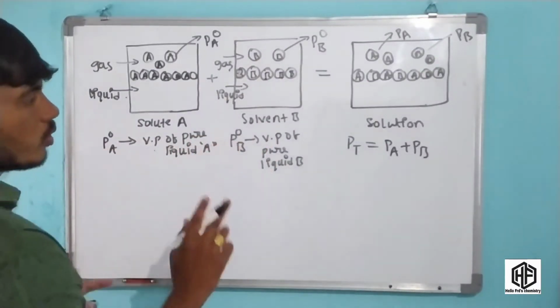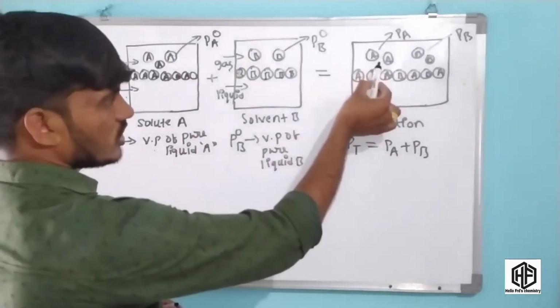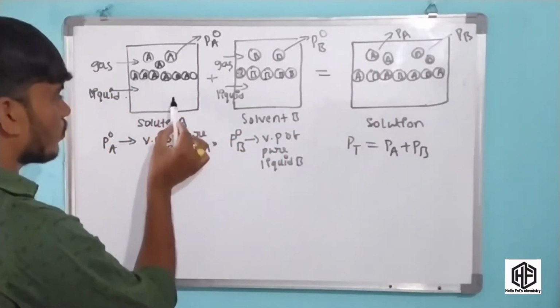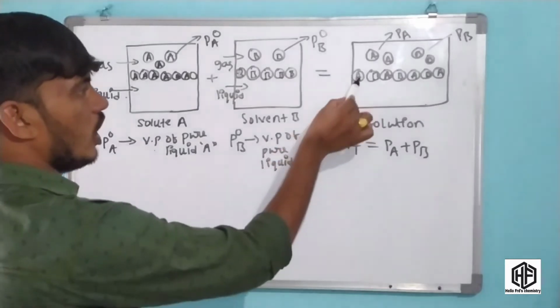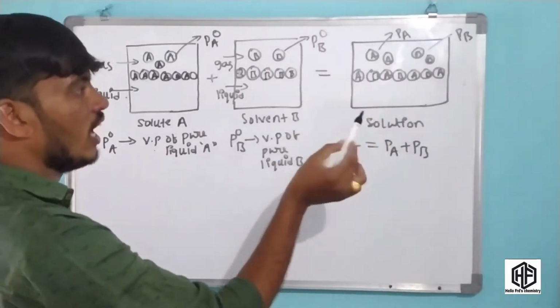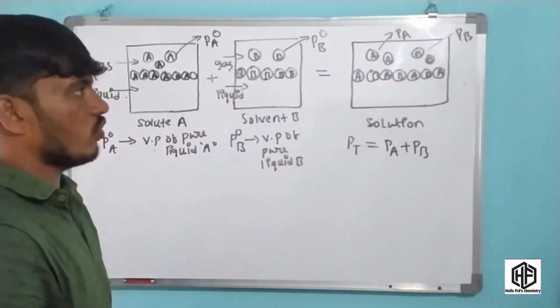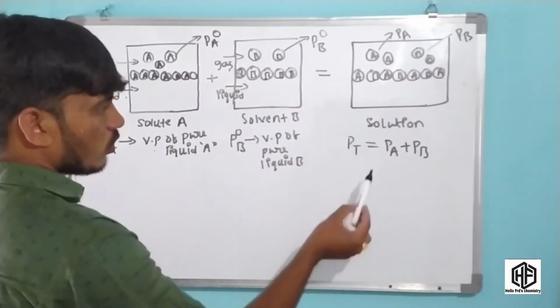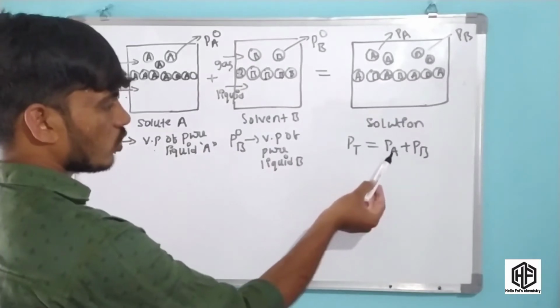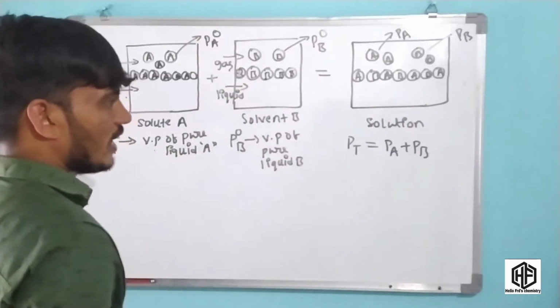Okay, friends, one more point: the vapor pressure of the solution is very low compared to the vapor pressure of the pure solute and solvent, that is, the pure liquids, because there are fewer molecules on the surface of the solution. This is the partial pressure of A and this is the partial pressure of B. Now the total pressure PT is equal to PA plus PB according to Dalton's law.